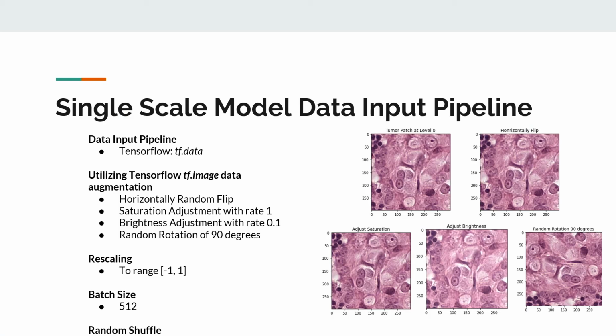For the single model data input pipeline, I used TensorFlow tf.data. I also did data augmentation for both single-scale models to reduce overfitting. The steps include horizontally random flip, saturation and brightness adjustment, and random rotation of 90 degrees. I rescaled the patches to range -1 to 1, with batch size 512 and random shuffle for train and validation sets.